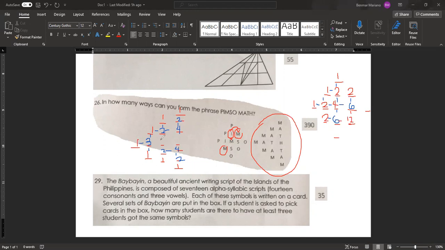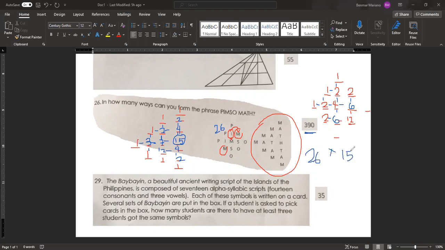In this case, this will be 7. 2 plus 3 plus 2, and that is 7. So for our final answer here, this would be 4 plus 4 plus 7, and that would be 15. Okay? So for the word PIMSO, it should be 26. So that for us to get 390, that would be 26 times 15.